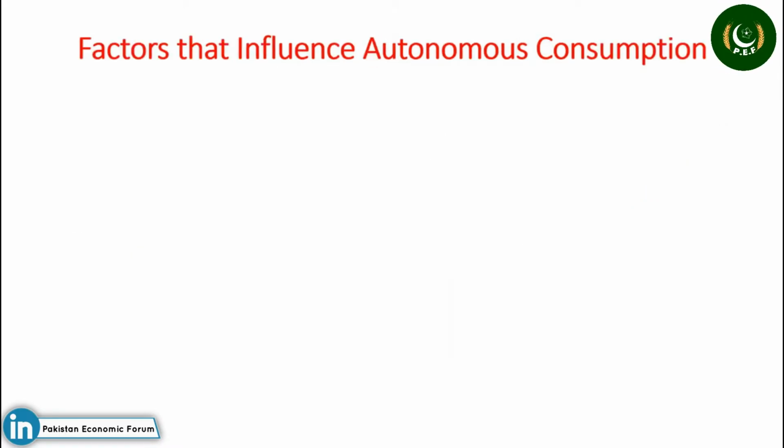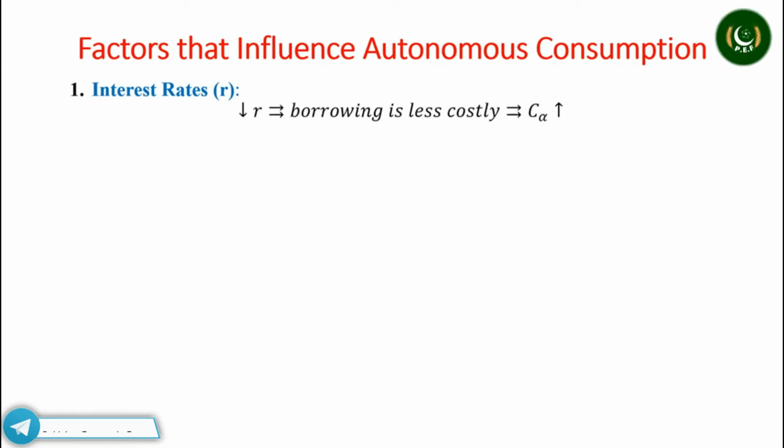Students, the factors that affect autonomous consumption are: number one, the interest rate, as when interest rates are low, the borrowing is cheaper and consumer can increase his or her spending without an increase in income. Example is the low interest rate during 1915 to 1917 stimulated consumption for consumer products in Pakistan.